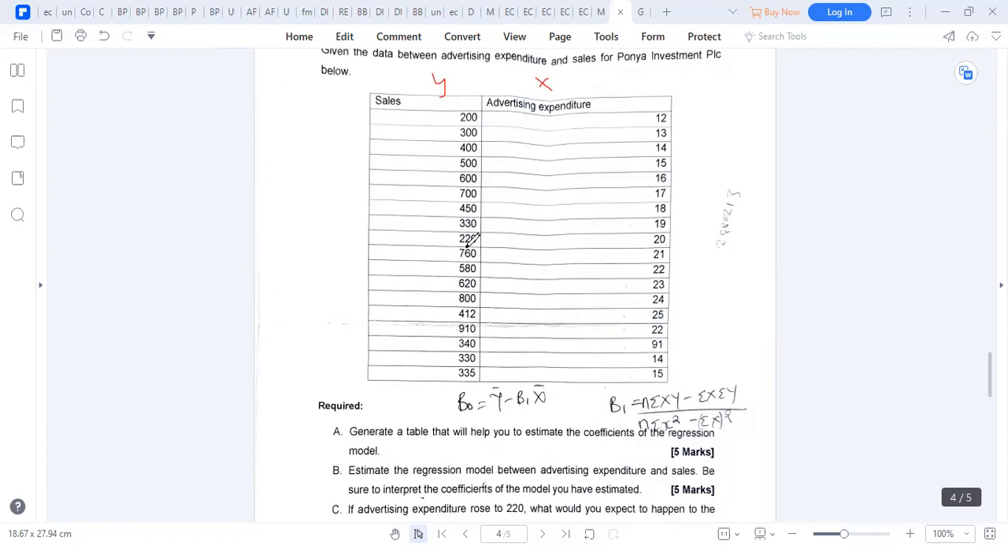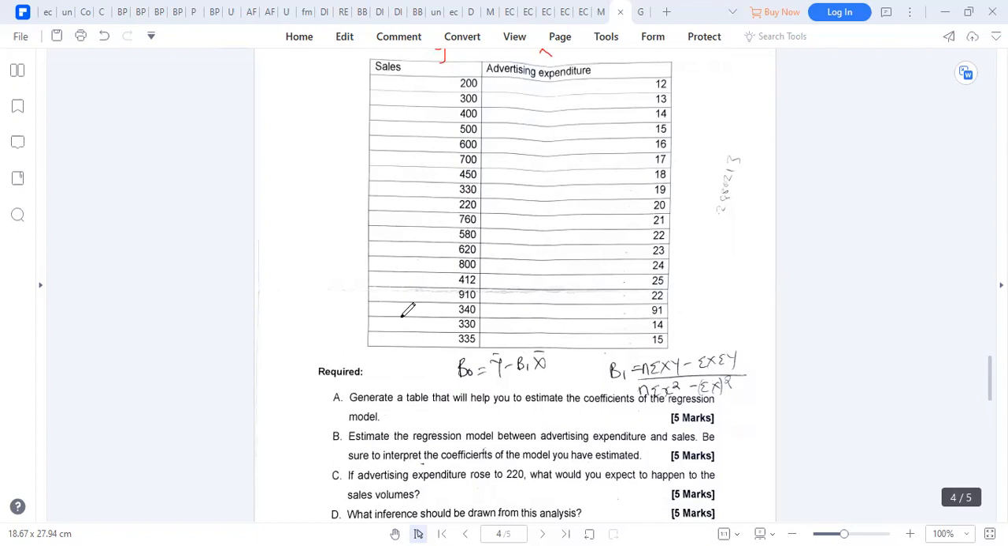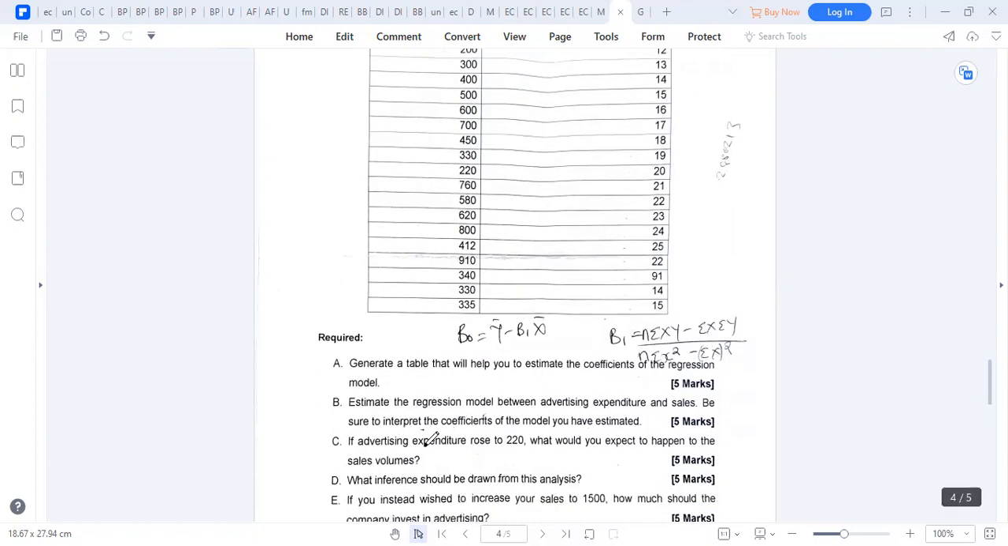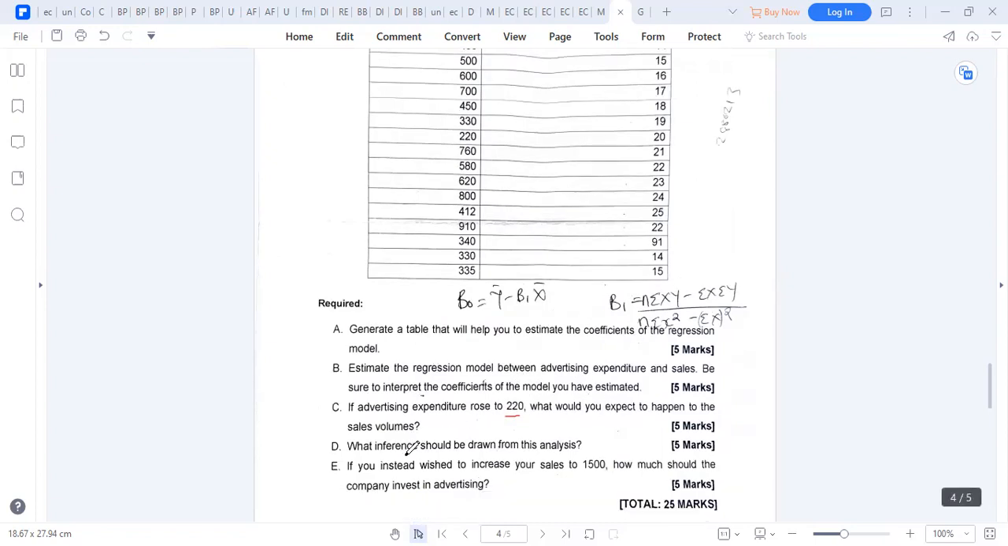So I will ask whether you have any questions here. During the table I've told you to just swap X and Y because you need to know which is dependent, and then estimate the regression equation. If advertising was 220, so after getting the regression equation, you've chosen the 220, right? So what inference would be drawn from the analysis? So you get your R and your R squared. You must also understand that the regression equation will tell you whether the relationship is positive or negative. If your gradient was positive, you know that they're positively related.